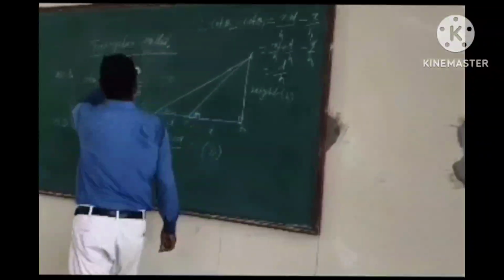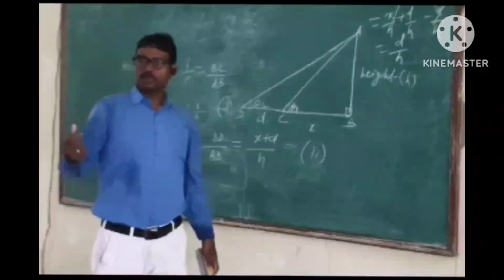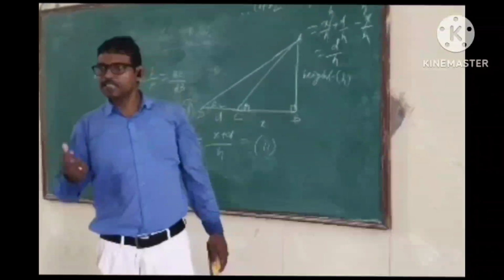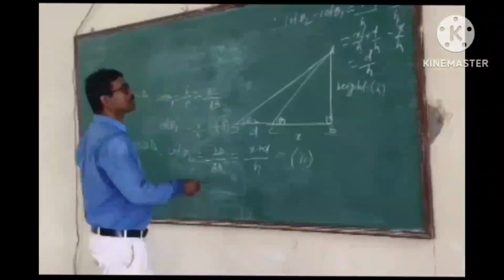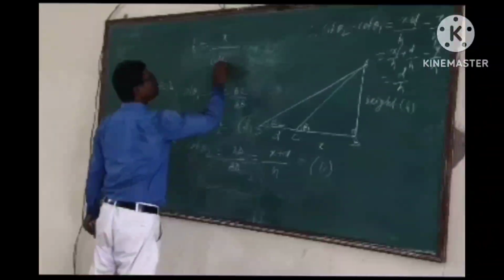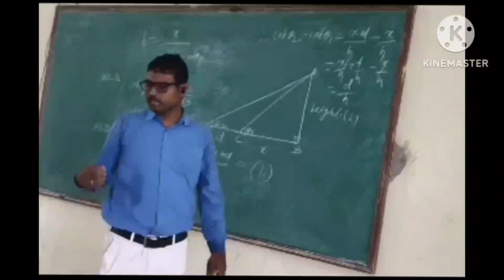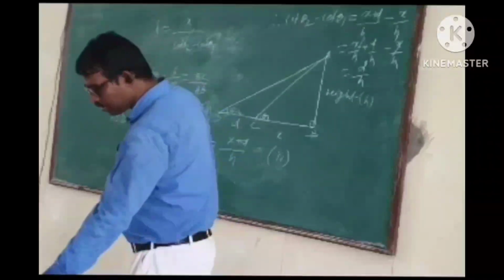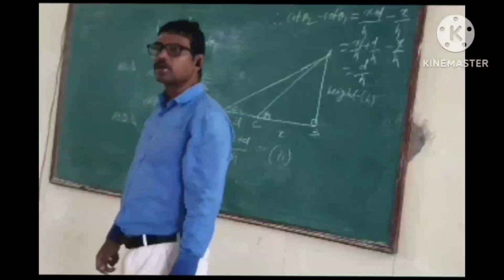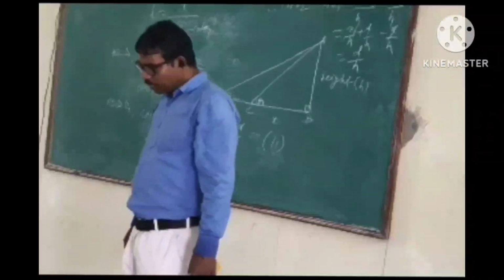So in another way, what is your motto? Your motto is to measure the height of a tower or an inaccessible object. So H is equal to how much? H is equal to X by cot theta 2 minus cot theta 1. In this way you can also measure the height of a tower or any inaccessible object. Then come to the next point.